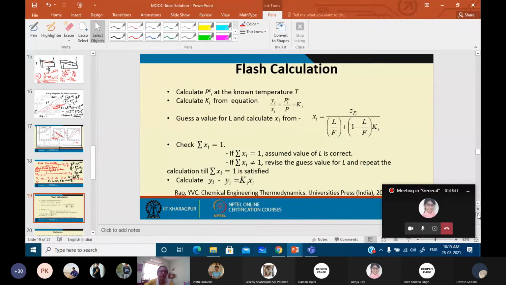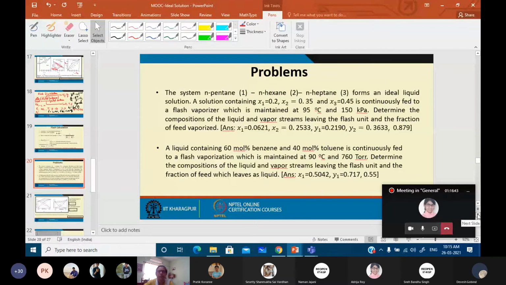So there are, I think, two problems given here. One is an N-pentane, N-hexane, N-heptane problem, which forms an ideal solution. The compositions are given, the temperatures are given. This mixture is fed into a flash vaporizer. Again, as I have said, it is maintained at a constant temperature and a constant pressure. So you need to find out the composition of the liquid and vapor in this case.